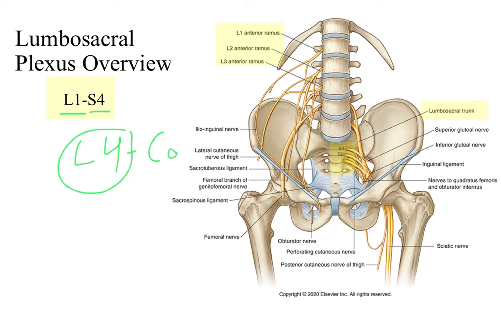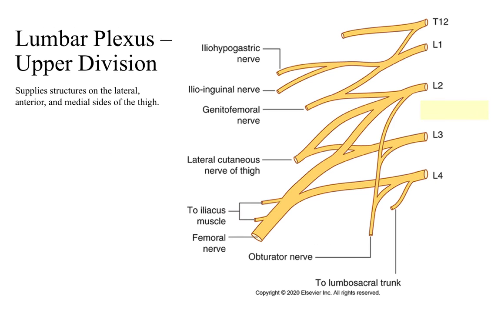So when we talked about the sacrococcygeal plexus, we talked about how it innervated items within the pelvic cavity. For the lumbosacral plexus, we're going to talk more specifically about how those nerves coming from the L1, L2, L3 anterior rami, the lumbosacral trunk, innervate the lower limb. So we'll begin with the lumbar plexus, which is the upper division.